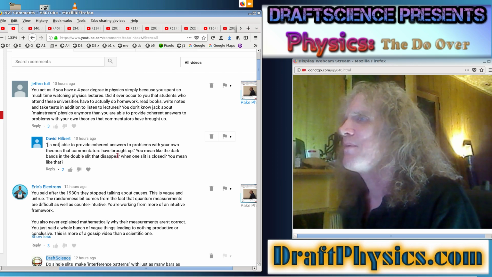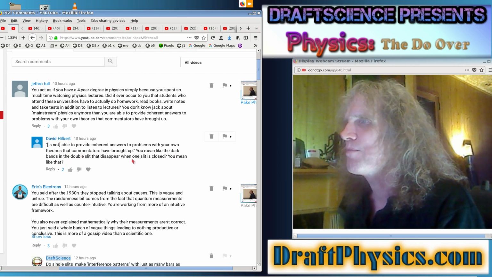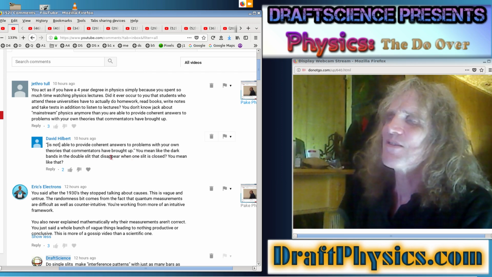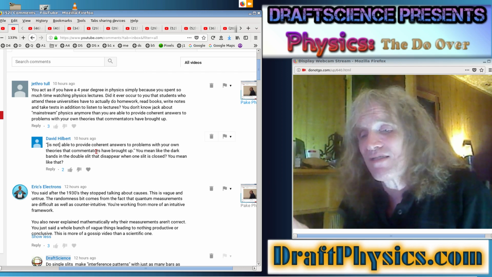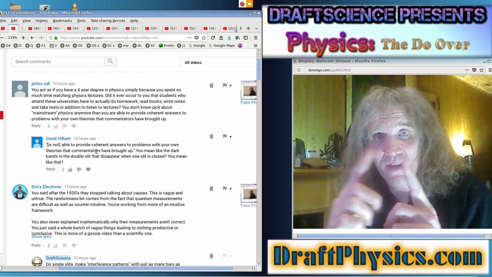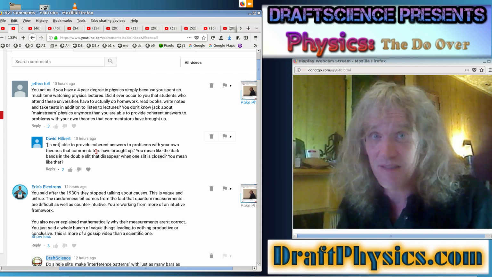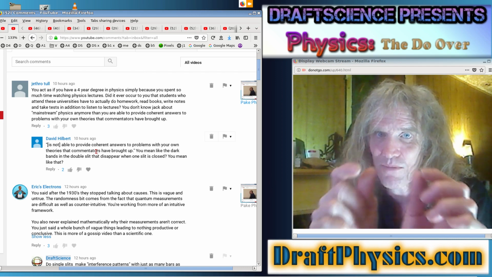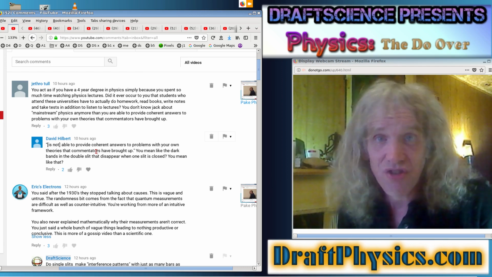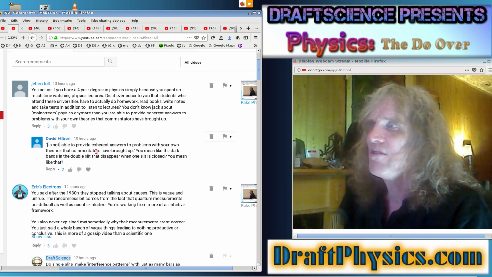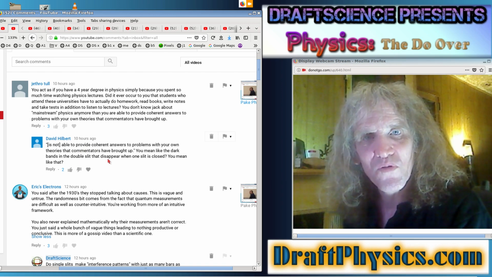All right, that commentators have brought up. You mean like the dark bands in the double slit that disappear? So again, the bands don't disappear, they move. That's all that happens in the double slit, and it's all that happens in the single slit. When you change the width of the slit, you actually do change the bands. Their position will change because they're going to get bigger or smaller, they're going to contract or expand. Their position changes, idiot. They don't disappear. They move.